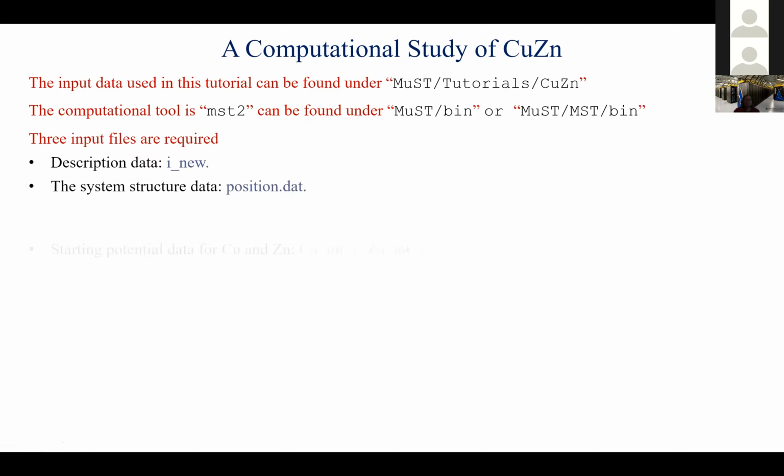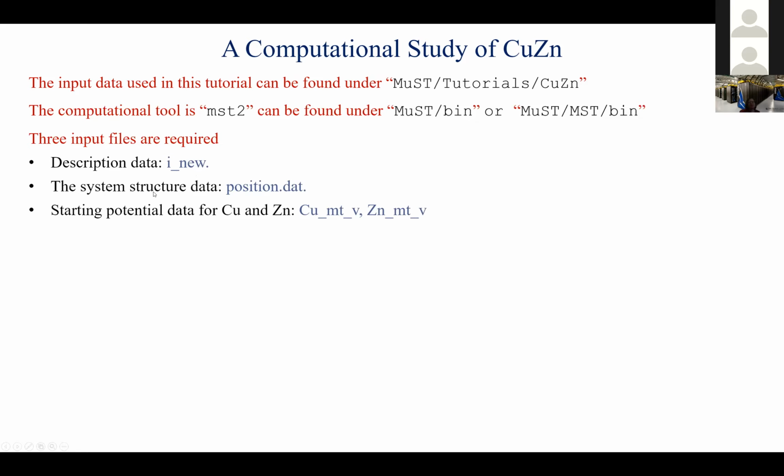So basically, when you run the calculation, we need three types of input data. One is called the description data, which controls how you're going to run this code. It tells you how many iterations you're going to run the calculation, and other parameters which control k points, or where to find the position data, and what the name of the potential file is. Basically, this controls the description data. It's stored in a file, and you can call it whatever you like. I just happen to call it I_new, but you can call it whatever you want.